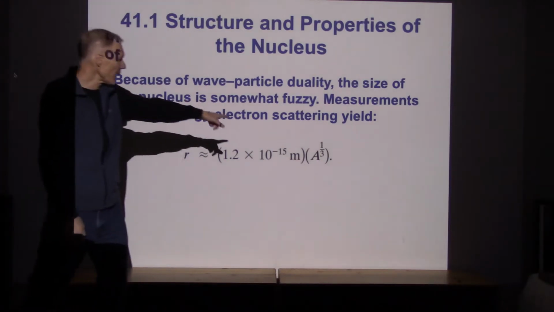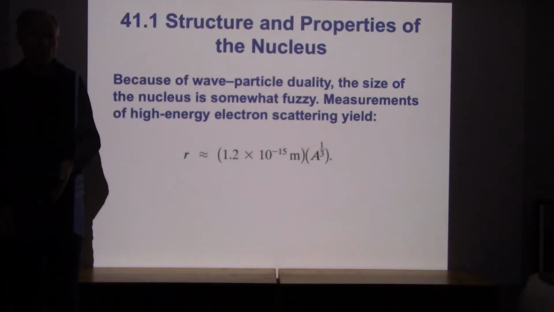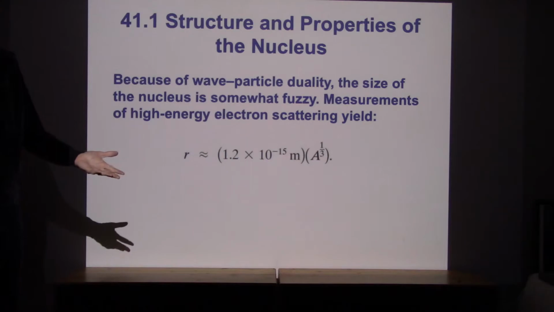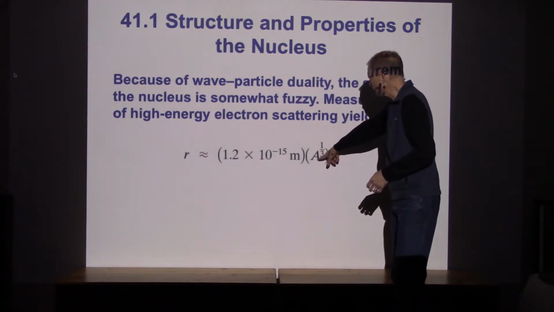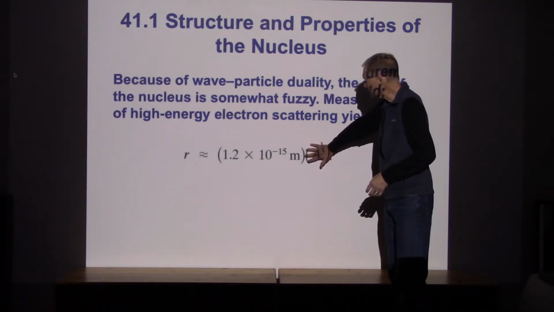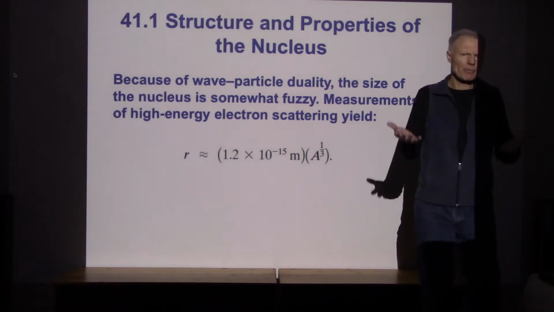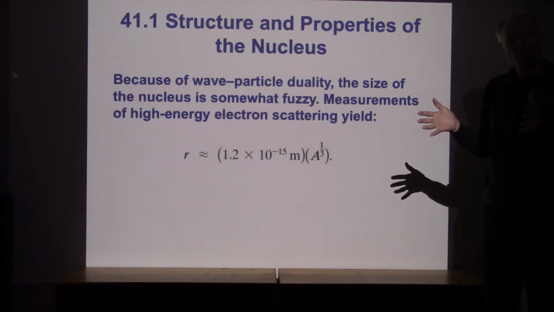Now, if you remember, A was the mass number. It was telling us how many protons and neutrons there are. And so, if this was hydrogen-1, protium, I could put a 1 in for A, and that would say that a proton all by itself has an effective radius of 1.2 times 10 to the minus 15 meters. And that gives us an idea of how spread out the wave function is.